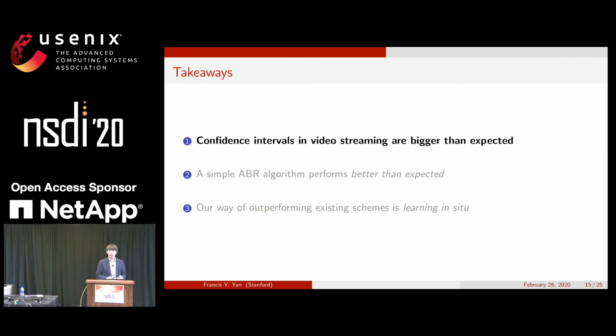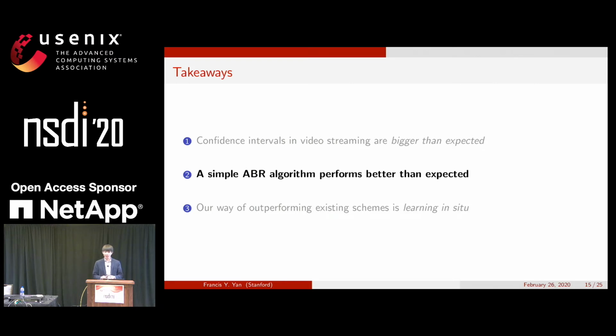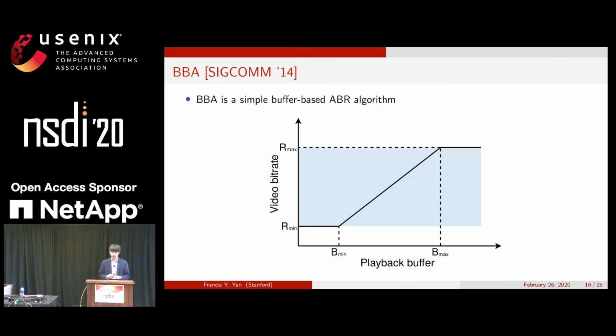To conclude, our first takeaway is that the confidence intervals in measuring ABR performance are a lot bigger than we realized before. Without considering them by collecting a huge amount of data, any benefits we found could be just statistical noise. We believe they deserve more consideration in the future and may affect the design space of a future video streaming algorithm. Next, I'm going to talk about another surprising finding, showing that a simple buffer-based control performed much better than expected. This algorithm, BBA, is very simple.